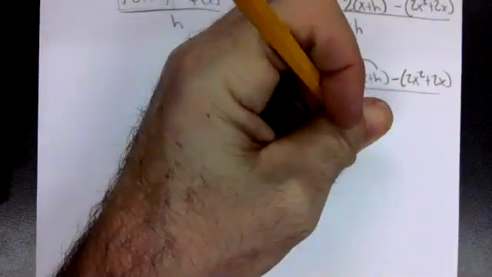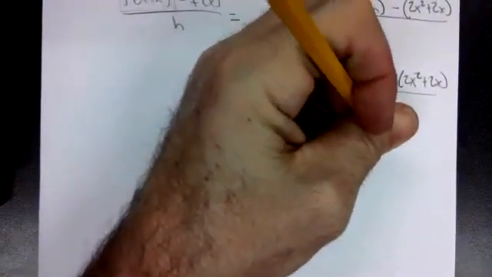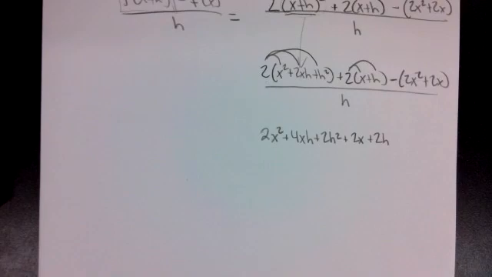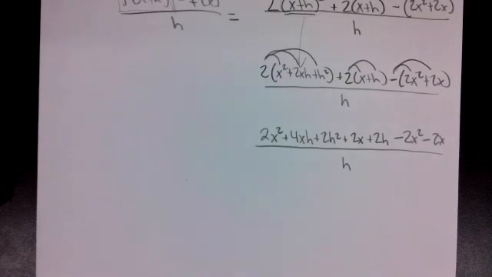We distribute this 2. We're going to get a plus 2x and a plus 2h. We distribute our negative, we get a negative 2x squared and a negative 2x. And again, we get this horrible, horrific thing, but you're going to see stuff kind of neatly and quietly cancel out and go away.